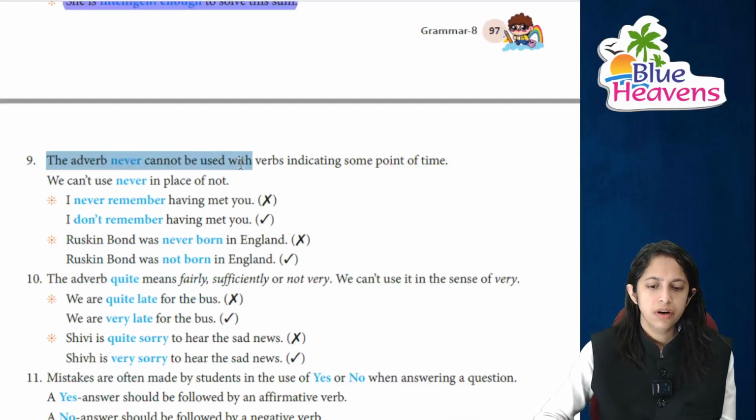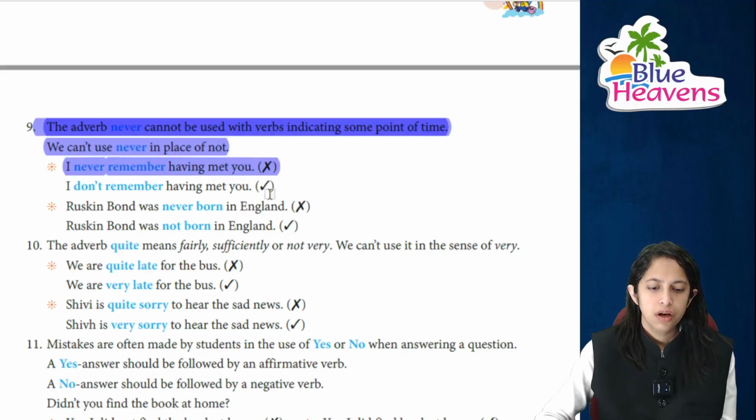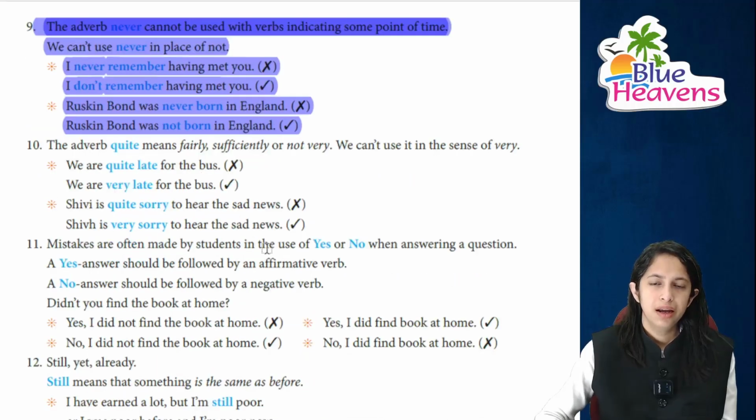The adverb "never" cannot be used with a verb indicating some point of time. Just say we cannot use "never" in place of "not". "I never remembering having met you" is wrong. "I don't remember having met you" is absolutely right. "Ruskin Bond was never born in England" is wrong. "Ruskin Bond was not born in England." England is basically a country in the UK, Britain.